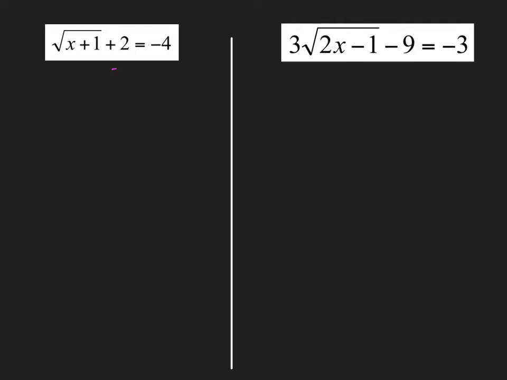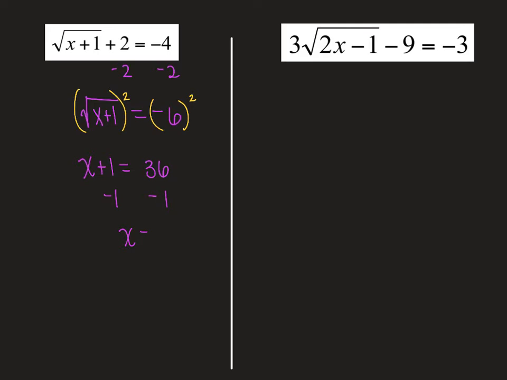I'm going to be subtracting 2 from both sides. When I do that, I end up with the square root of x plus 1 equals negative 6. So I need to eliminate my square root. To do that, I'm just going to square both sides. Now I'm left with x plus 1 equals 36. Solve whatever you need to do from here on out. For this specific problem, we subtract 1, and we get x equals 35.